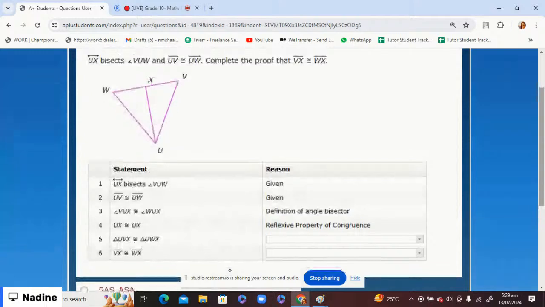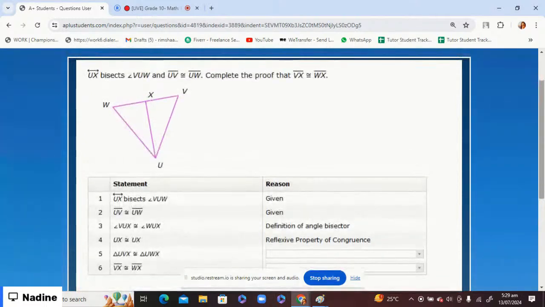So what statements are given and what are their reasons? First we're going to check these things. The first thing is UX bisects the angle VUW. This UX bisects this angle VUW, that is given. The second thing is UV is congruent to UW.